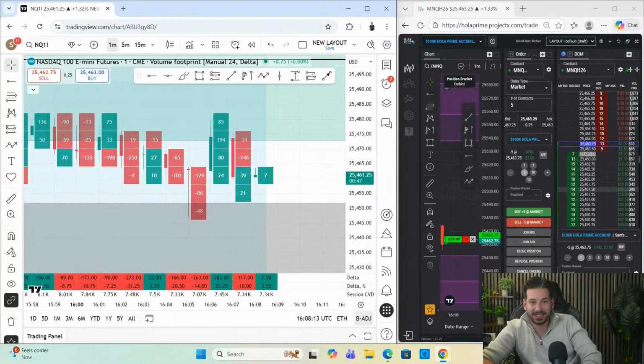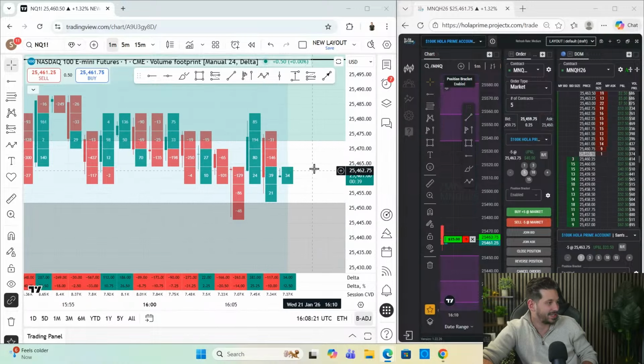Has my camera overheated by any chance? No, it hasn't. If it overheated, I could light up because then you can't see me.